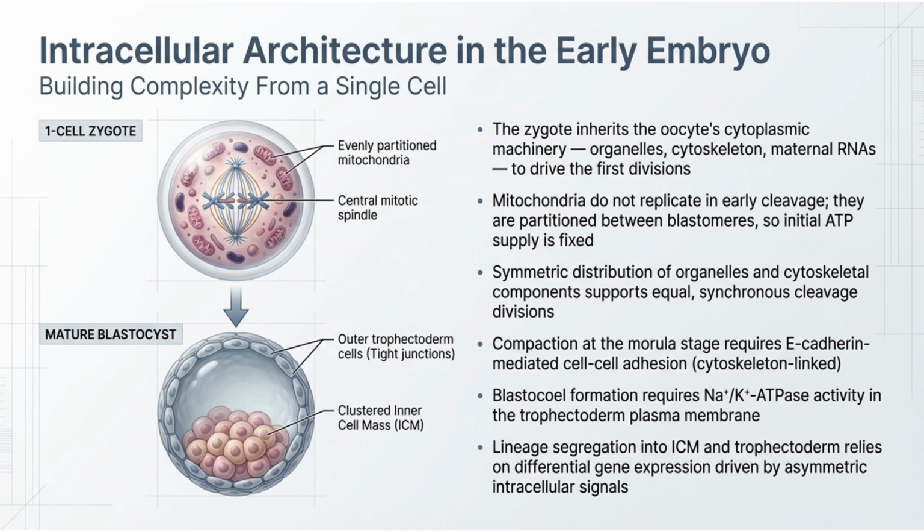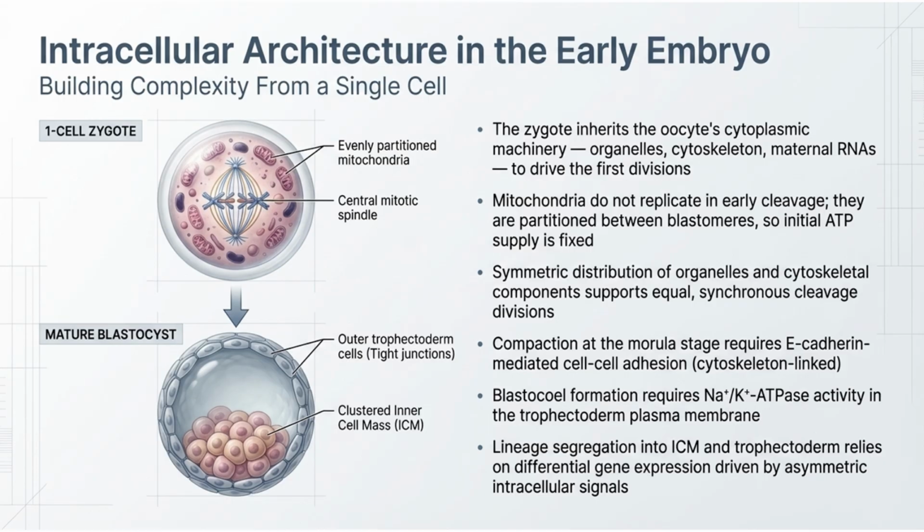Finally, lineage segregation into the inner cell mass and trophectoderm depends on differential gene expression driven by asymmetric intracellular signals. The embryo is not passively drifting toward implantation. It is actively constructing its own cellular hierarchy.